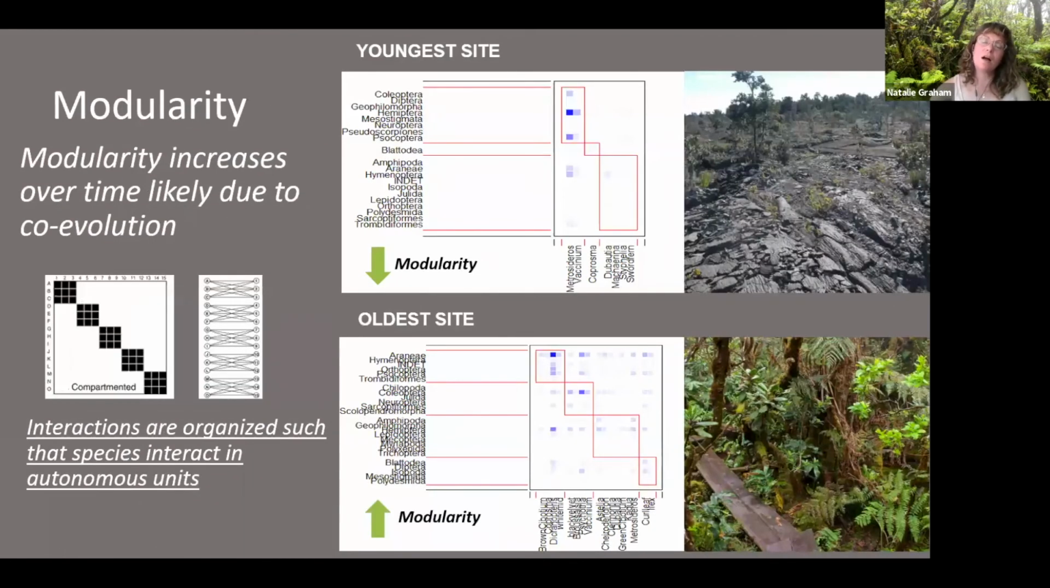In contrast to nestedness is the organization of interactions into a more compartmentalized structure, which we call modularity. Here we actually see the inverse pattern. We see modularity increases over time. At the youngest site there is lower modularity than at the oldest site. This likely has to do with more coevolution or specialization over time, and species interacting in more one-to-one relationships.